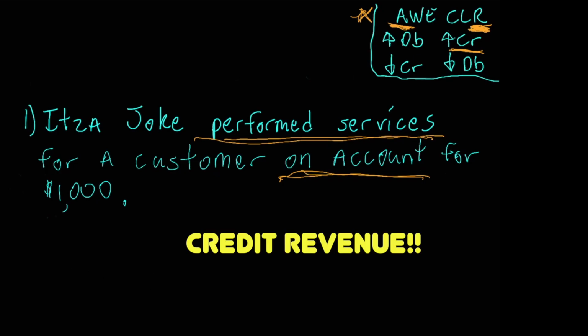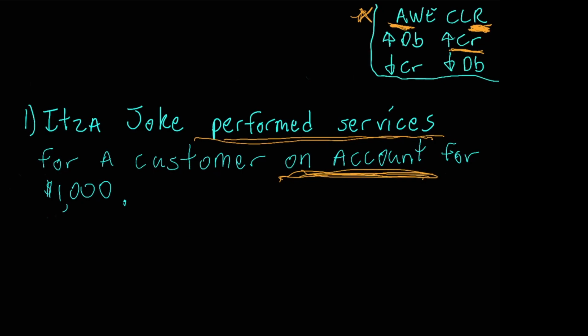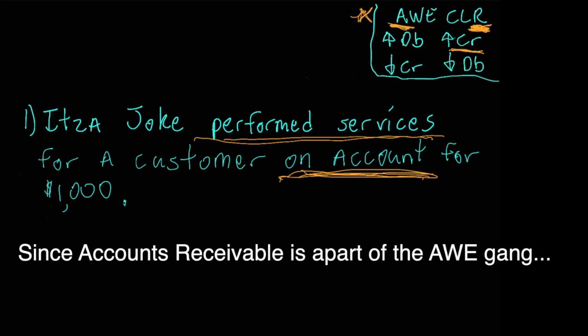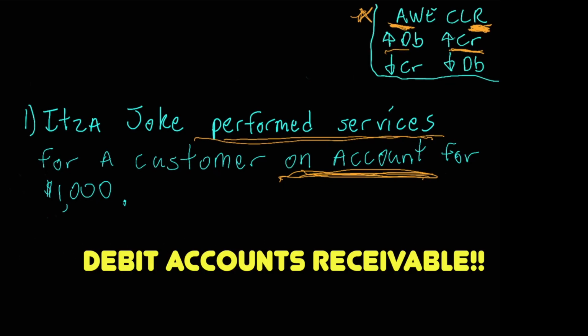But what about accounts receivable? Accounts receivable is an asset. We provided a service, and so we have to set up an account to receive cash in the future. Thus, our accounts receivable have increased as well. Since accounts receivable is a part of the all gain, we are going to debit accounts receivable because it's going up. So let's get to the proper recording.